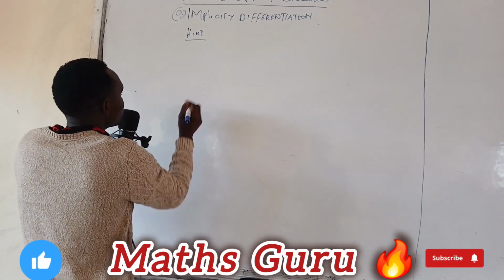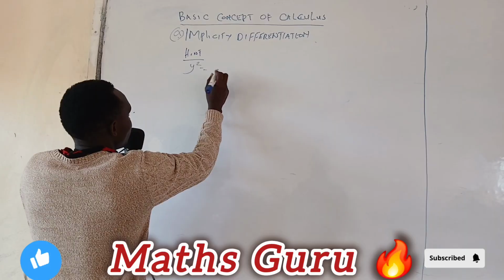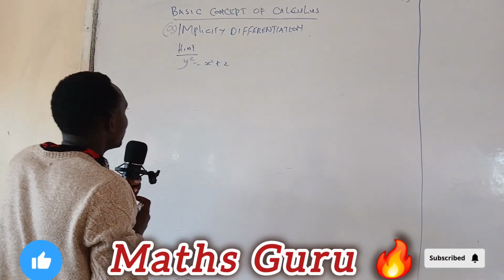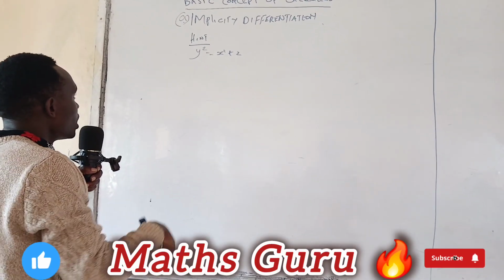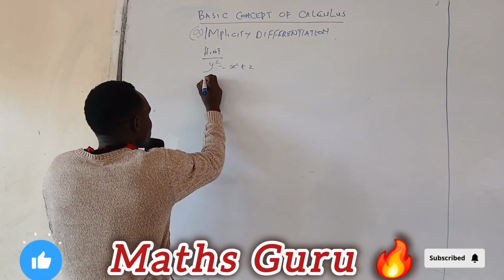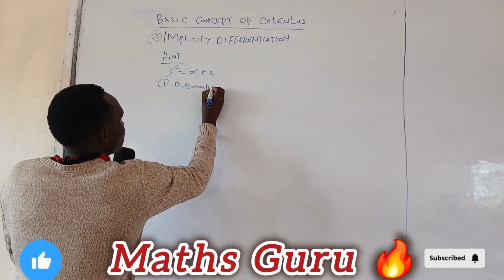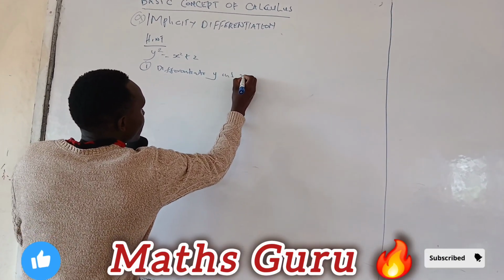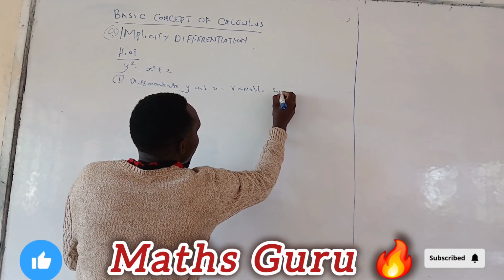Given an equation, y squared is equal to x squared plus 2. To differentiate this using the implicit differentiation method, the first thing is to differentiate the y and x variables separately.